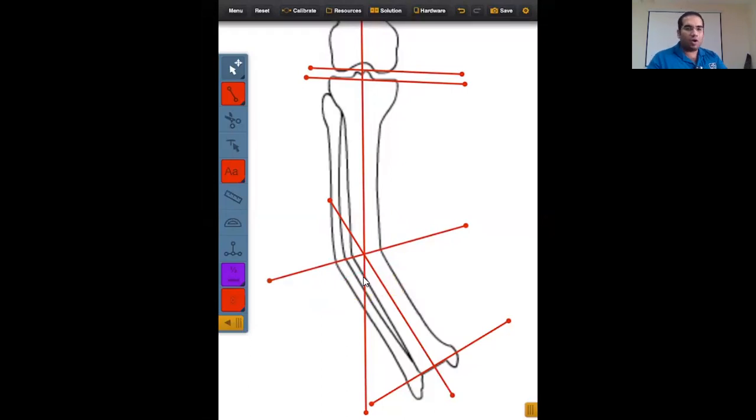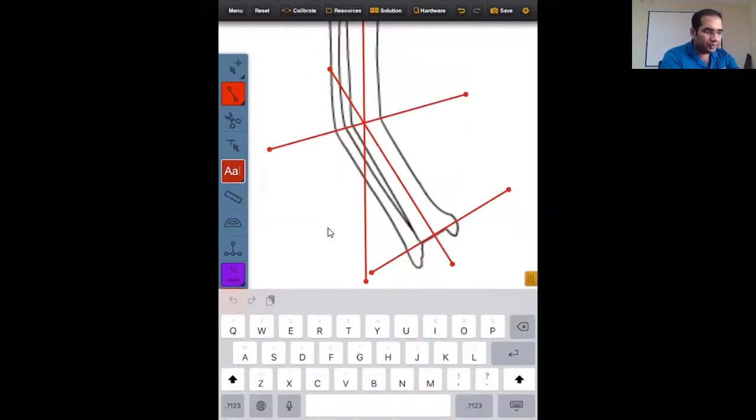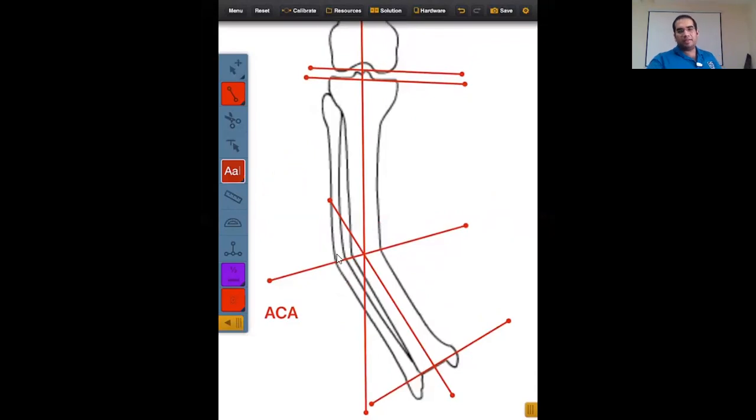This line is called the ACA, the angulation correction axis. And the name is self-explanatory: if we do our correction along this axis, the deformity will correct. And what will happen if we move away from this axis? Obviously there will be something wrong with the deformity after we have corrected it.